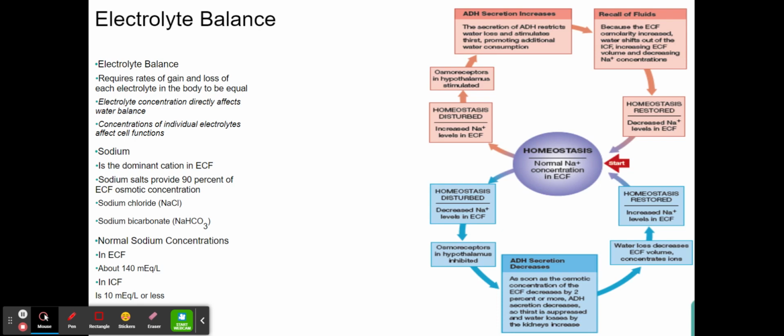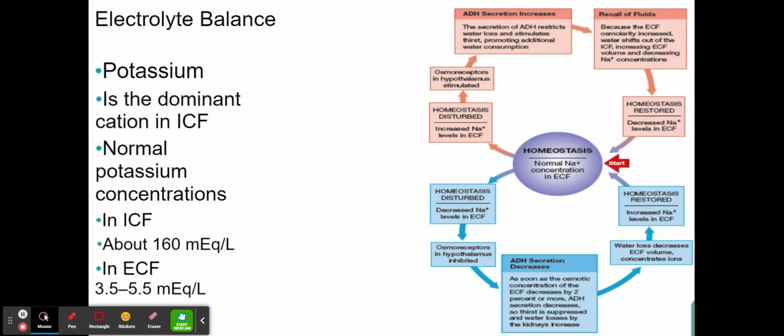Two cations, sodium and potassium, merit particular attention because they, one, are major contributors to the osmotic concentrations of the ECF and the ICF, respectively, and two, they directly affect the normal functioning of all cells. Sodium is the main cation in the ECF. More than 90% of the osmotic concentration of the ECF results from sodium salts, mainly sodium chloride and sodium bicarbonate. Changes in the osmotic concentration of body fluids generally reflect changes in the sodium concentration.